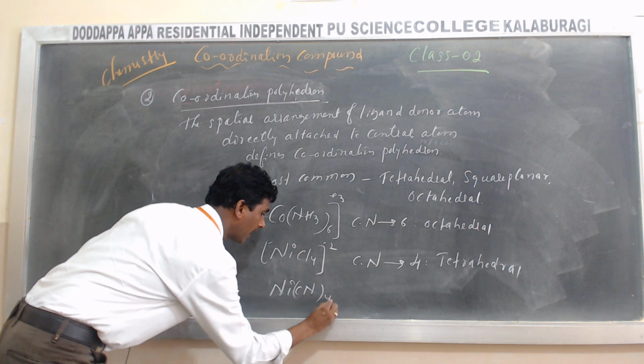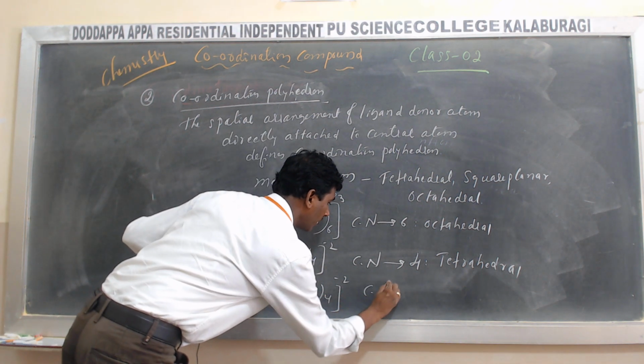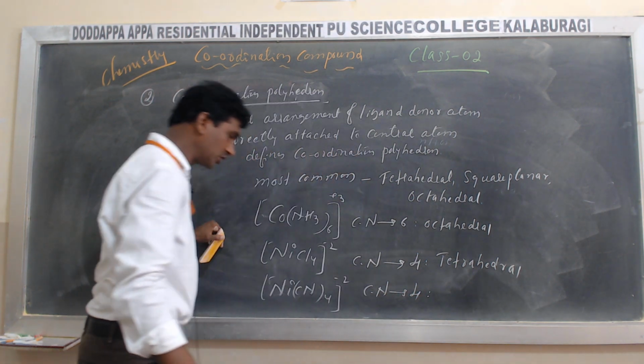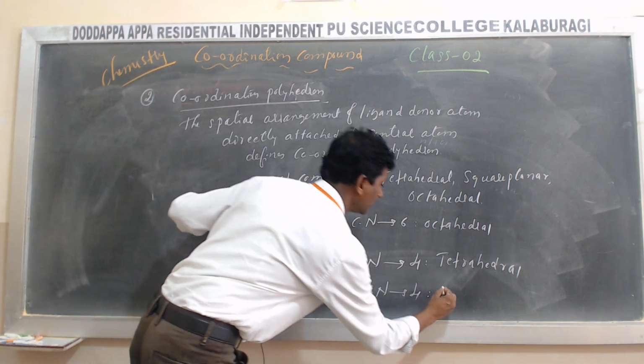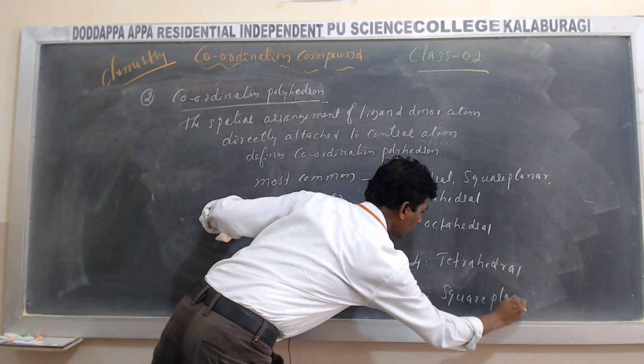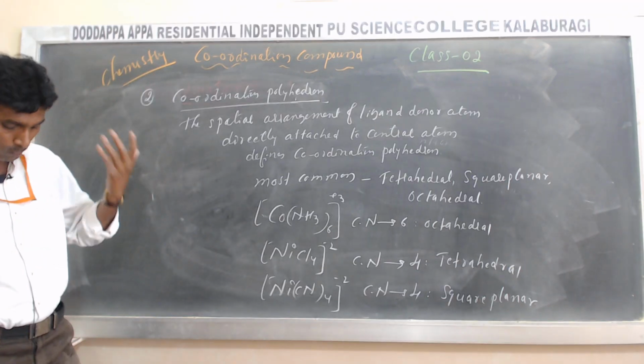And the next example I can take is [Ni(CN)4]2-. So what is the coordination number? The coordination number is 4, but the hybridization is dsp2. So hence it is square planar. So these are the coordination polyhedra.